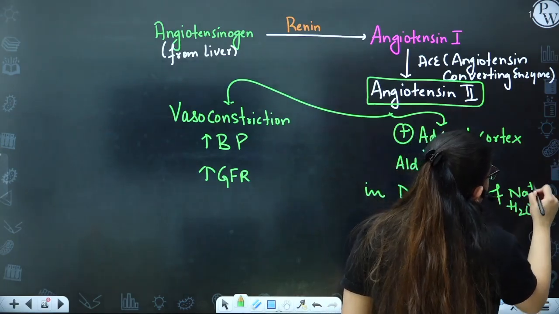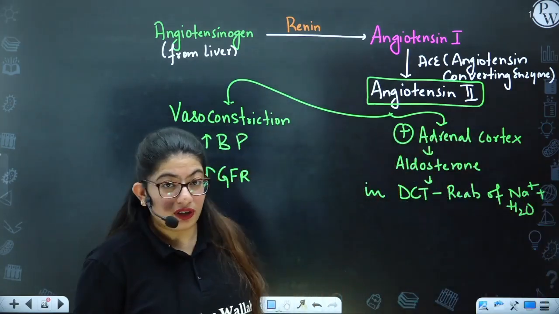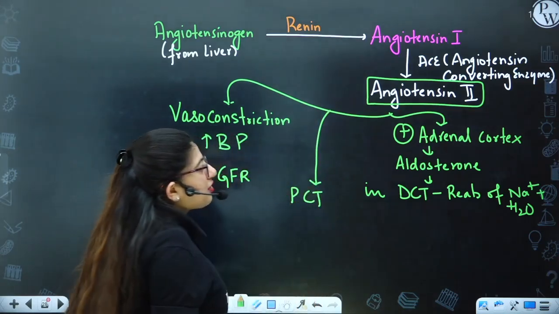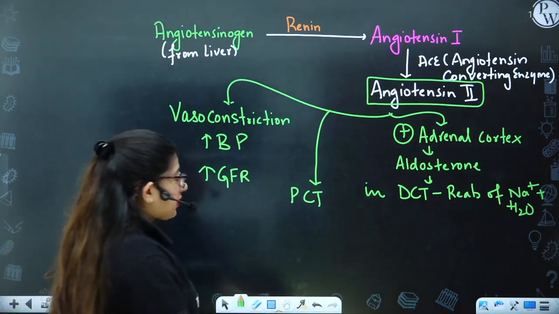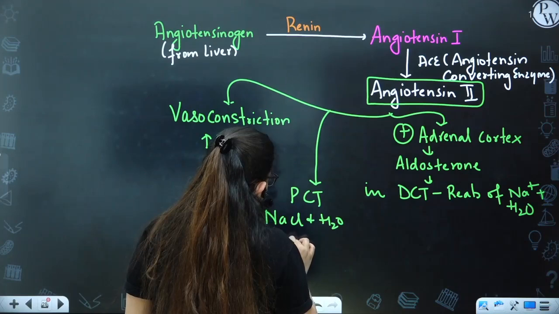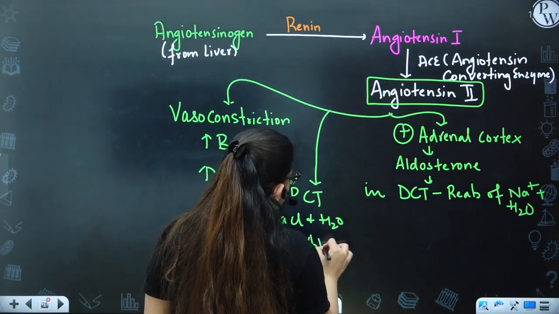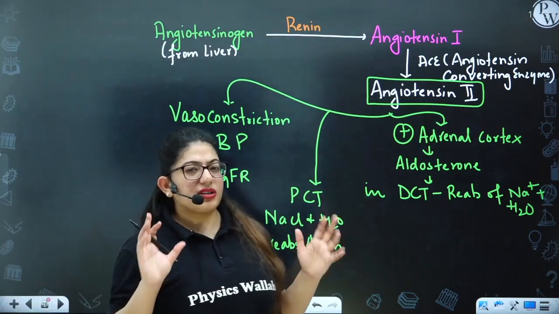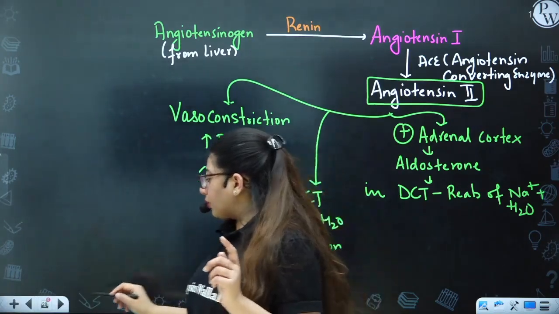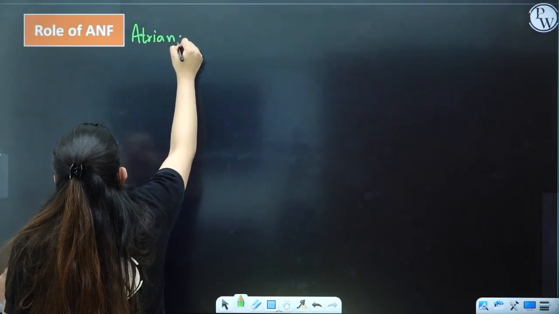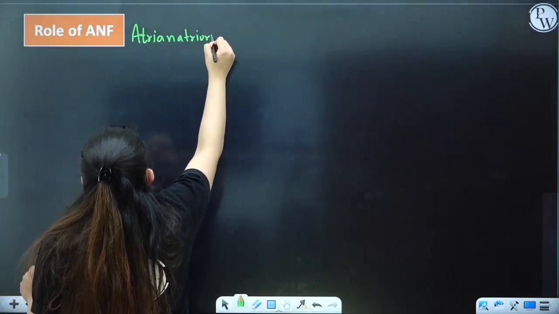And hence it will prevent the loss of water. Also, angiotensin 2 will ask the PCT to reabsorb NaCl and water. So this is how RAS is so important. ADH and RAS are somehow managing your body to conserve water. Okay, what about the villain now? Who is the villain? ANF. ANF is a villain. ANF is atrial natriuretic factor.